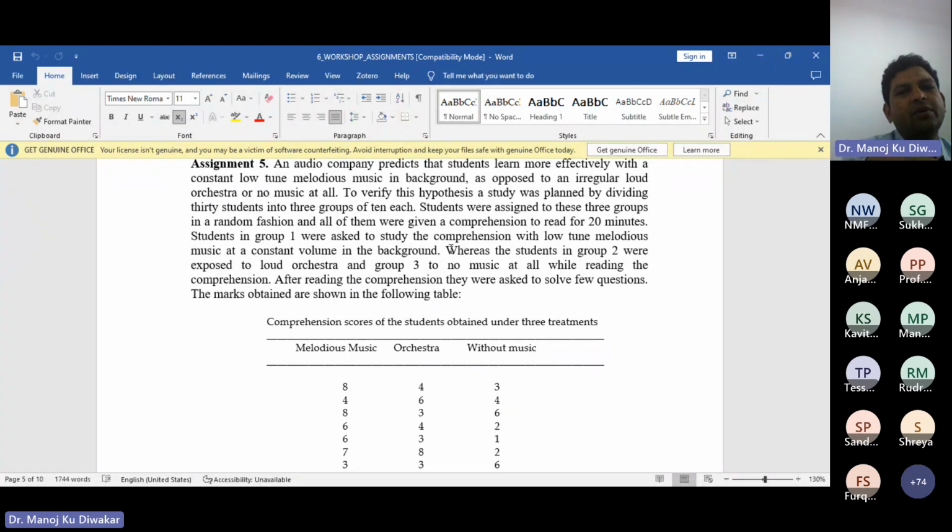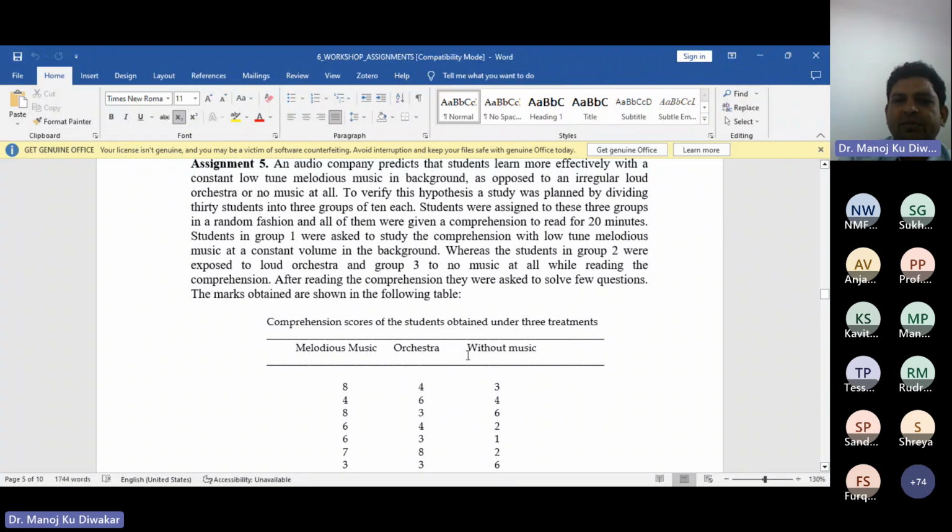So you can see this problem and then you can tell me which tests you can apply here. So here you need to verify the hypothesis. The study was planned by dividing 30 students into 3 groups of 10 each. Then students were assigned to these 3 groups in a random fashion and all of them were asked to read for 20 minutes.